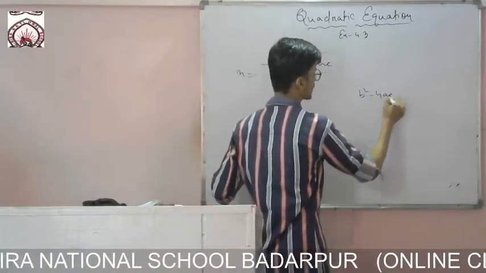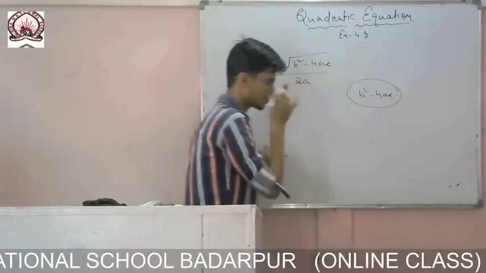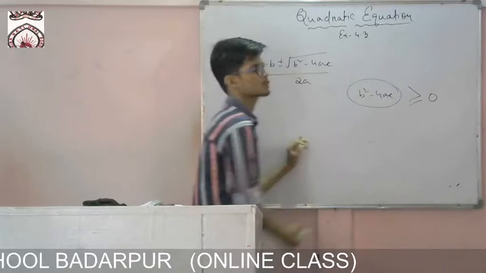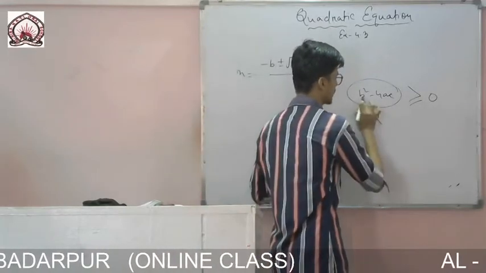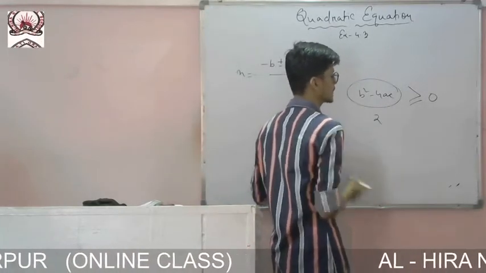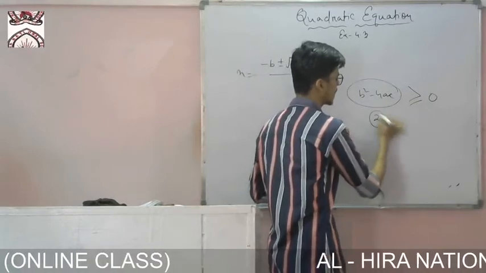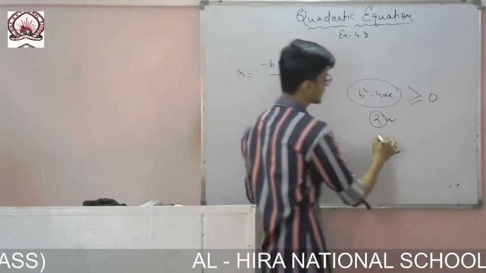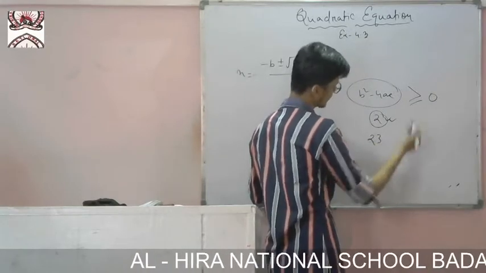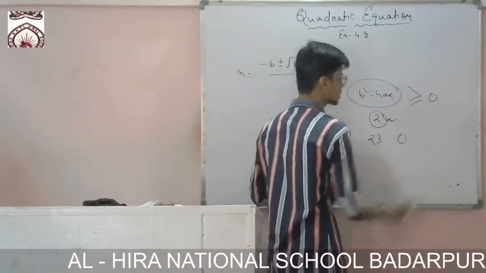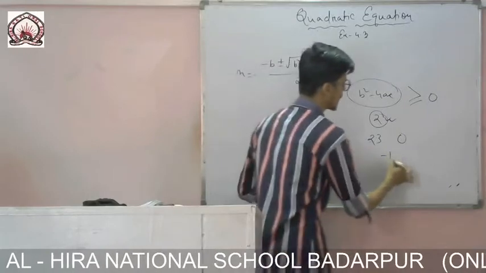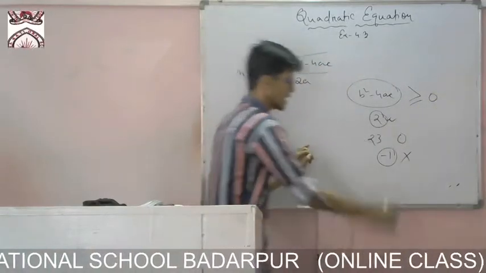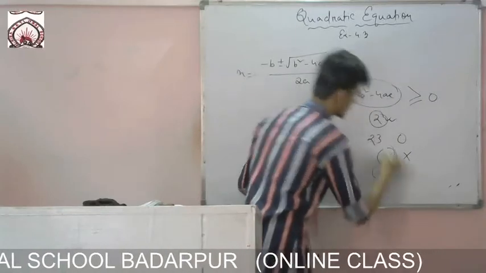is greater than or equal to 0. For example, after solving b square minus 4ac, it came 2. Then we can find the root of this equation by using the quadratic formula. If it is coming 3, then also possible. 23, then also possible. If it comes 0, then also possible. But if it comes minus 1, it is not possible because it is less than 0. If it comes minus 10, it is not possible.